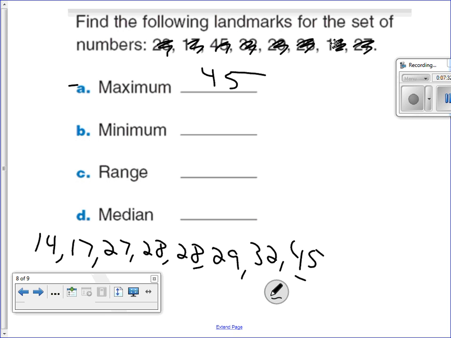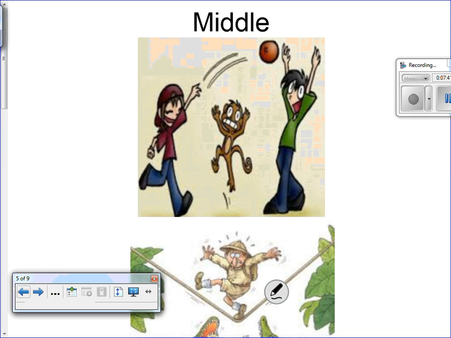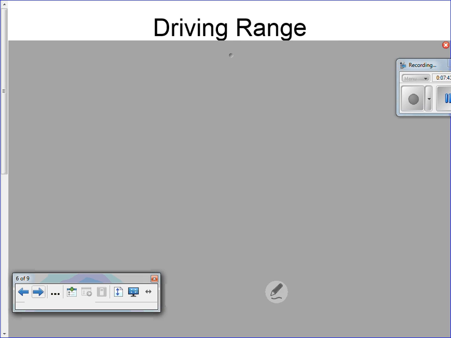My minimum number, mini-me, all the way to the left. Boom, 14 is my smallest. Range. Where did my range slide go? I skipped past range. I'm going back to range.